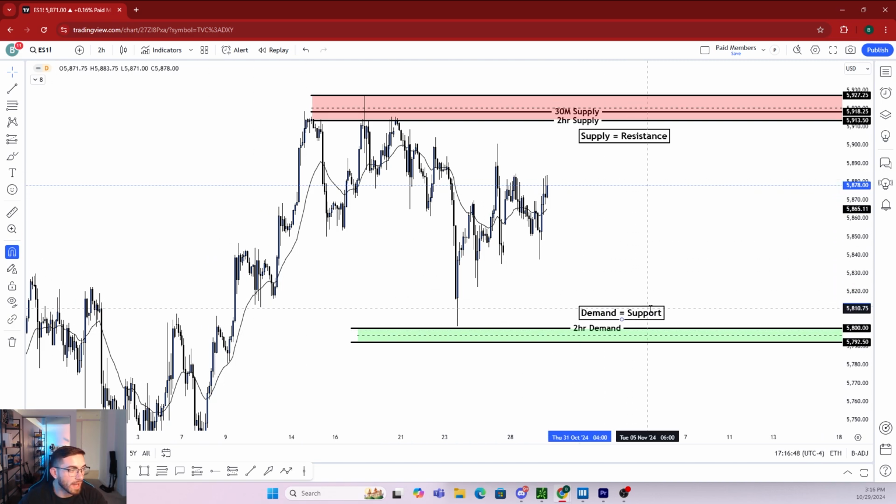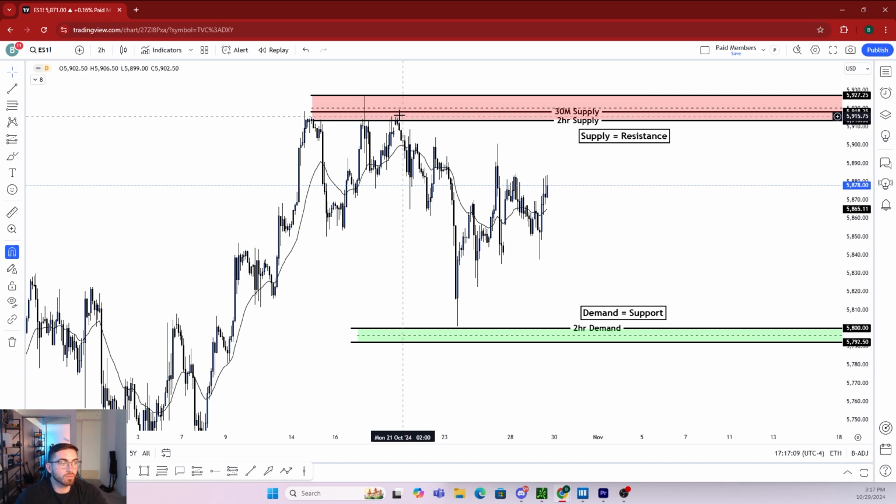Now, the reason why these areas act as resistance and support is because think about this. Imagine you're a very large hedge fund trying to get short in the market and price moves very quickly away from your level. These hedge funds are not going to chase price. They're going to leave their orders there and they're going to wait for price to come back, fill their orders, and then make that move down if the orders are large enough. Same thing as demand. Imagine you're a large fund trying to get long and price moves very quickly to the upside. They're not going to chase price to the upside. They're going to leave their orders there waiting to get filled.